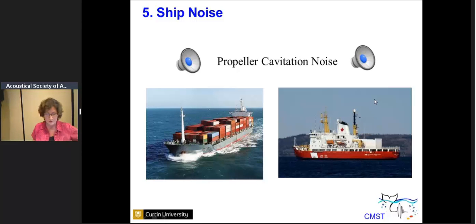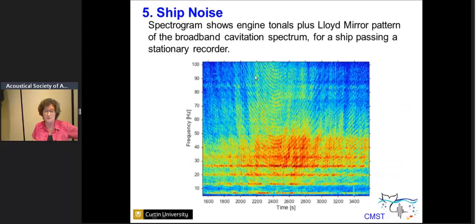And let's just move straight onto the spectrogram. So here's a spectrogram of a large vessel moving past one of the CTBTO recorders off Western Australia. You've got the frequency versus the time here. You see the engine tonals. And then the broadband cavitation spectrum turns into this pretty Lloyd mirror pattern due to repeated constructive and destructive interference of the direct travel path and the surface-reflected travel path. And your point of closest approach is at the minimum of the Lloyd mirror pattern there.